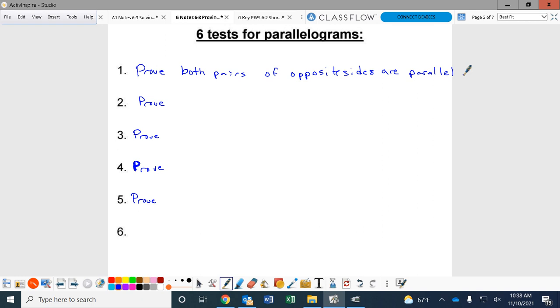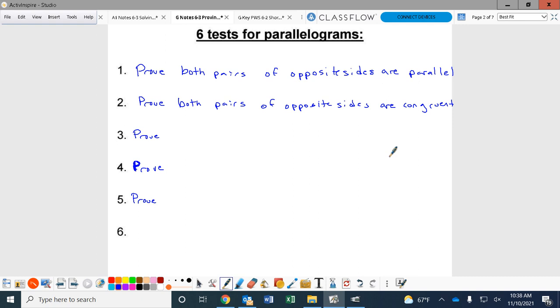All you need is one of these tests to be true, guys, for it to be a parallelogram. Just one. For the second one, somebody else. What's the next one? Both pairs of opposite sides are congruent. That's number 2. If you can prove the opposite sides are congruent, you know it's a parallelogram.